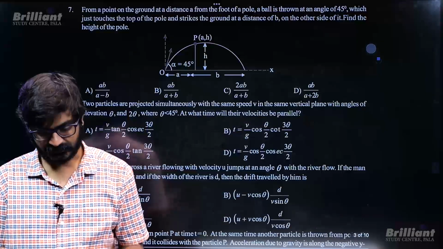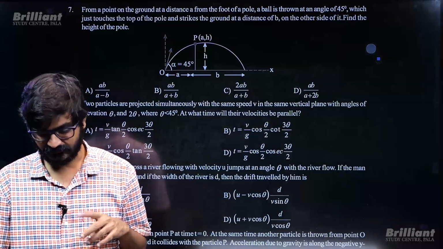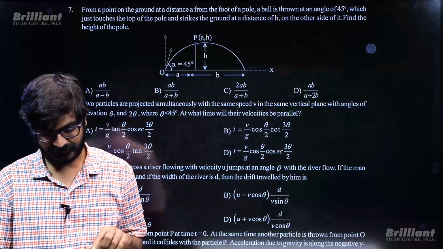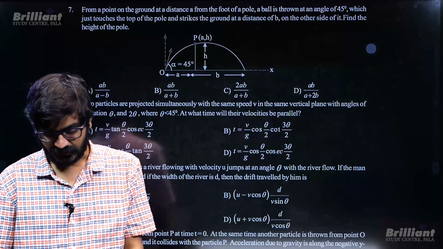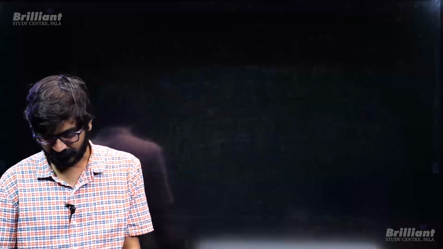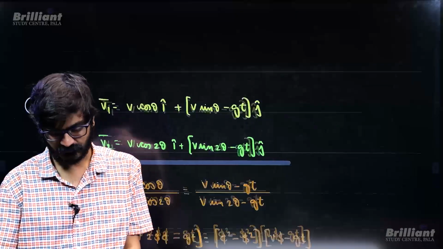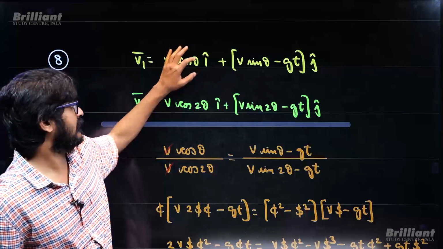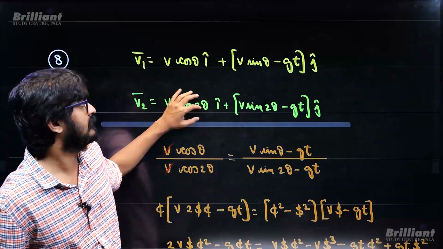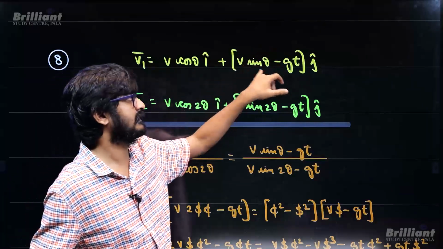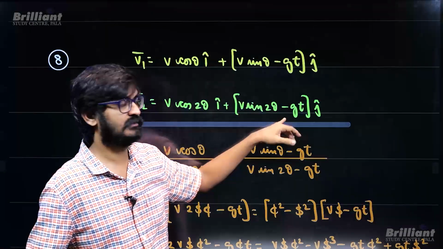Two particles are projected simultaneously with the same speed in the same vertical plane with angles theta and 2 theta. After what time will the velocities become parallel? So the horizontal component is going to remain the same. The vertical component will be changing: v sin theta minus gt, and for the other, v sin 2 theta minus gt.